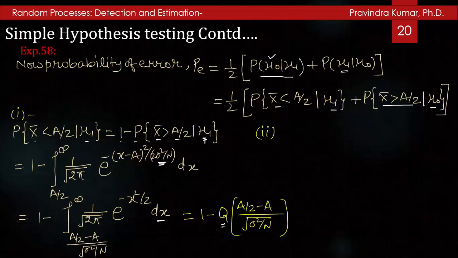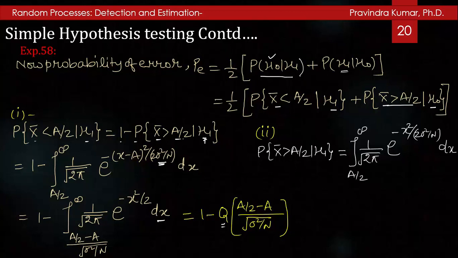And in the second part, the probability that the sample mean is greater than A by 2 when H0 is true will be the integral from A by 2 to infinity of 1 upon under root 2 pi, e to the power minus x square by 2 sigma square by n, dx. So it will be the Q function, Q of A by 2 divided by under root sigma square by n. So now we have measured this.